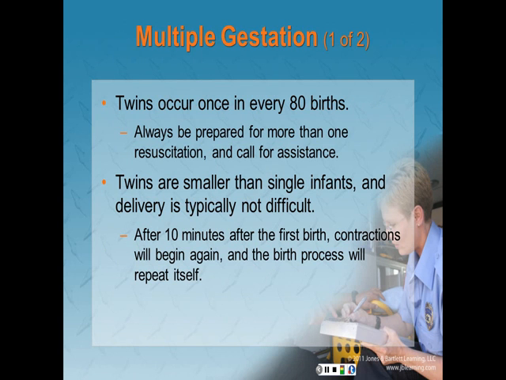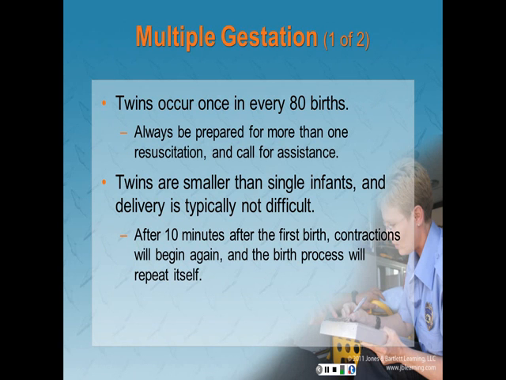Twins occur about 1 in every 80 births, and usually they are diagnosed very early in pregnancy by the use of modern ultrasound techniques. With twins, always be prepared for more than one resuscitation and call for help. Generally, they are smaller than single infants, and delivery is typically not difficult. Consider the possibility of twins anytime the first infant is small or the mother's abdomen remains fairly large after birth.